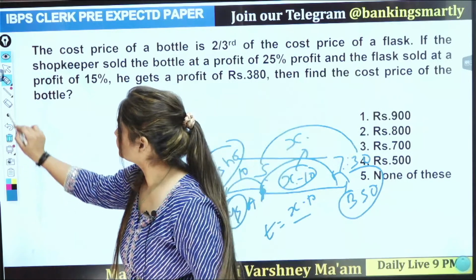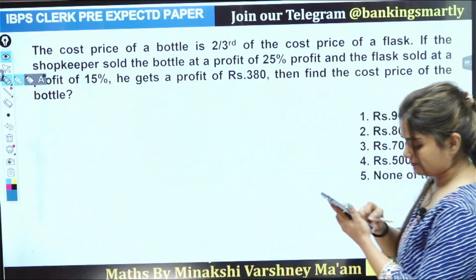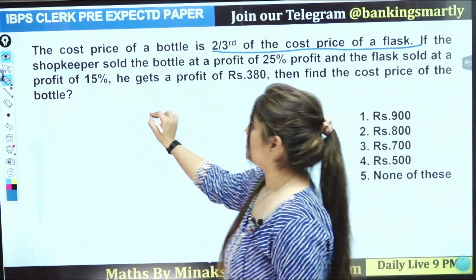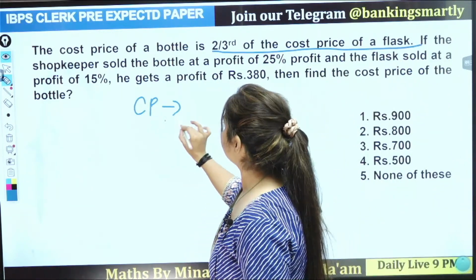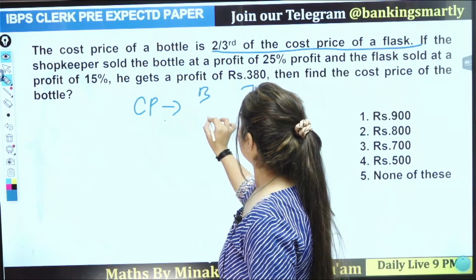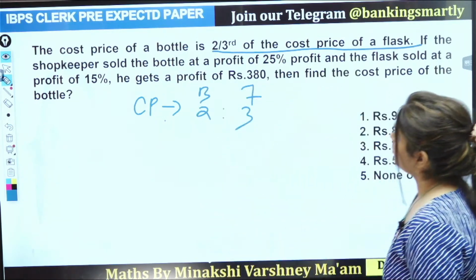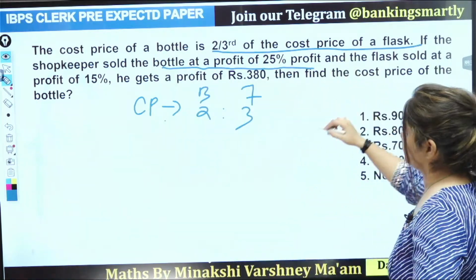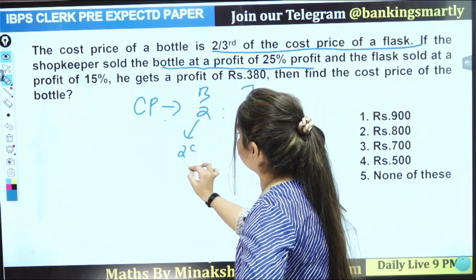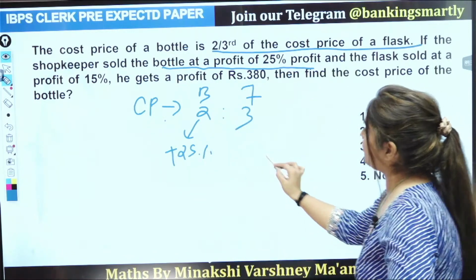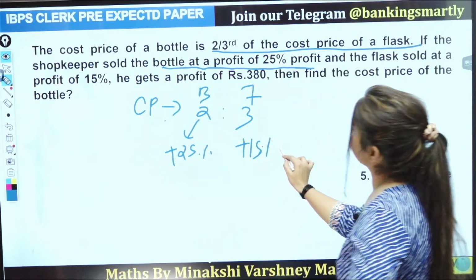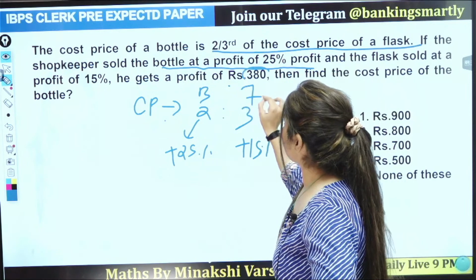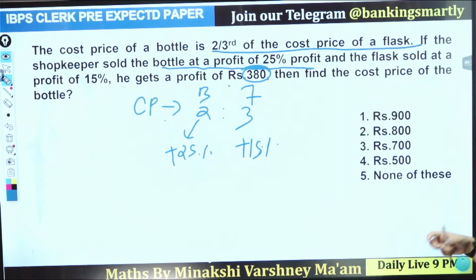Now in this question, what do we have? The cost price of a bottle is 2/3 of the cost price of the flask. So the ratio between their cost prices is 2:3. If the shopkeeper sold the bottle at a profit of 25%, and the flask at a profit of 15%, he gets a profit of 380.